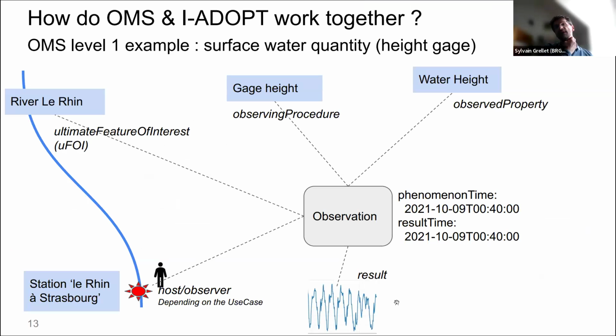So how do OMS and I ADOPT work together? A quick example of what OMS can do, and then I will add I ADOPT. Your observation could be like water height at that station on the Rhine River, between France and Germany, for example. And the observing procedure will be gauge 8, and your result will be that one. That's a super simple example.